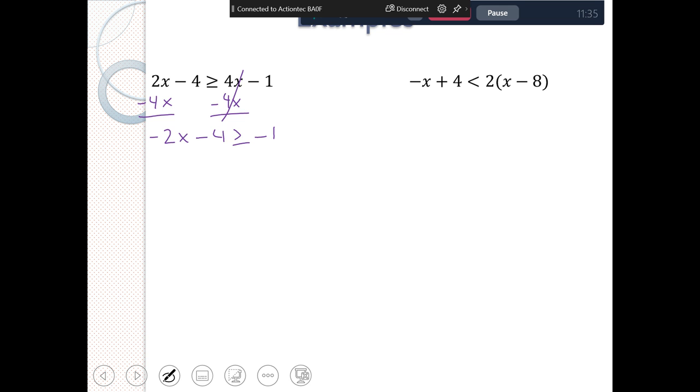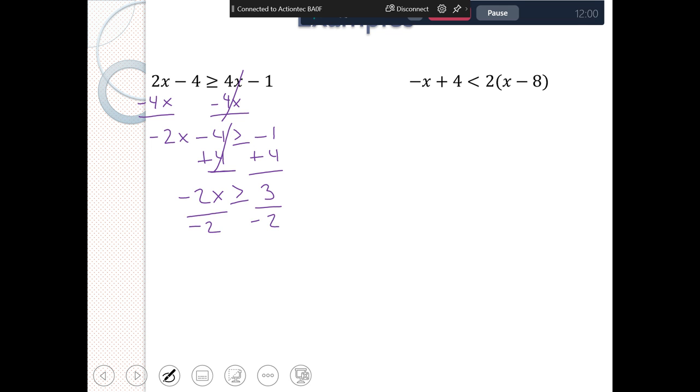I have not multiplied or divided by a negative number yet, so I'm not worrying about that step until the end. Okay, then I'm going to add 4 to both sides. These 4's cancel out here. I have negative 1 plus 4, which is 3. All right, then I need to divide by negative 2.